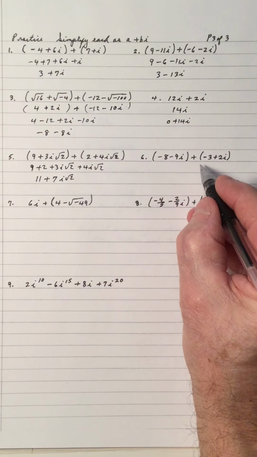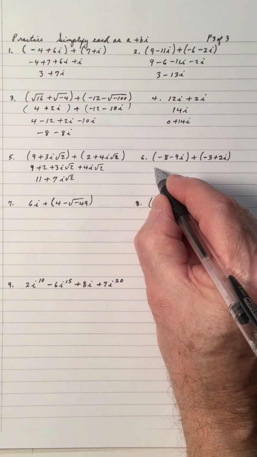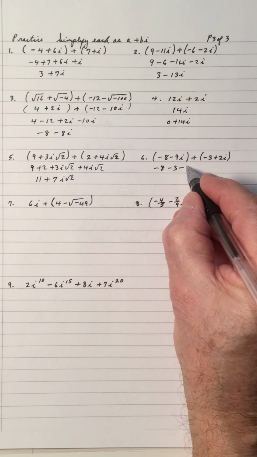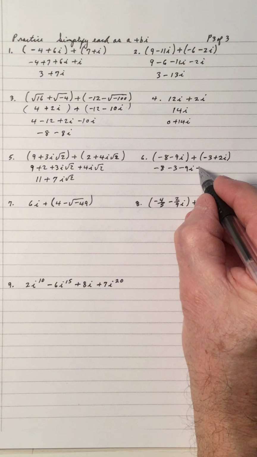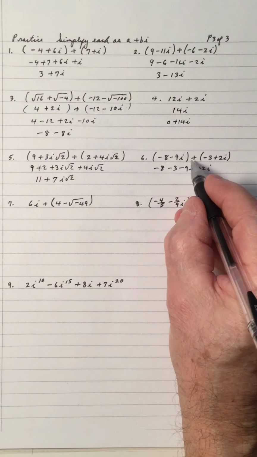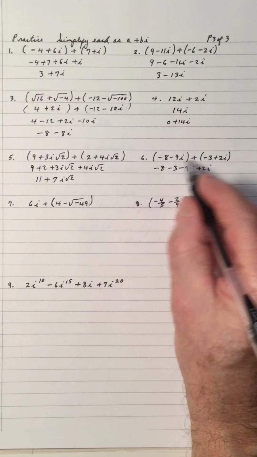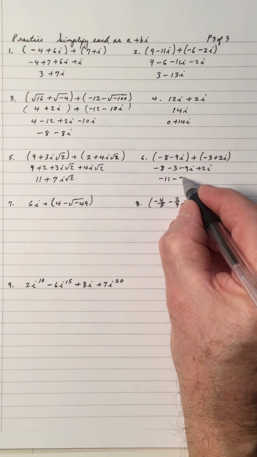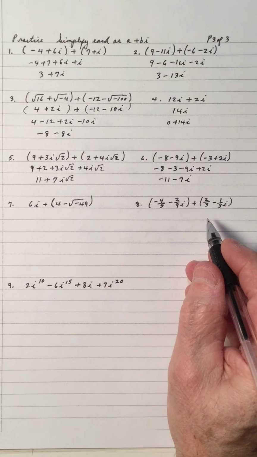And again, we're adding, so we have -8 minus 3 minus 9i plus 2i. Because we're adding, we keep all the signs the same, and that gives me -11 minus 7i.